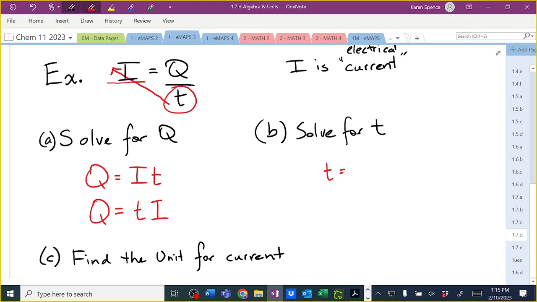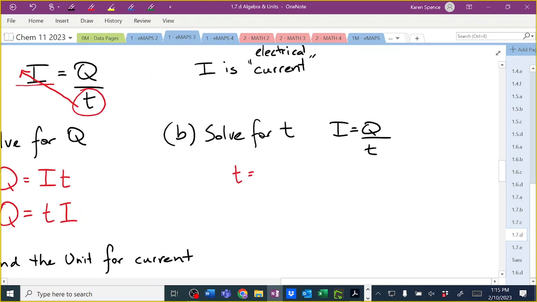Now, solving for t, I equals q over t. Remember, in step 1 of solving an equation, you need to make sure that t is on the top, and then t is by itself, and then make sure that t is on the left. Right now, our biggest problem is that t is not on the top, it is on the bottom. But we can move it diagonally across the equal sign up here. So we have t times I equals q.